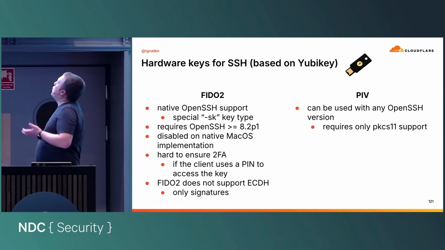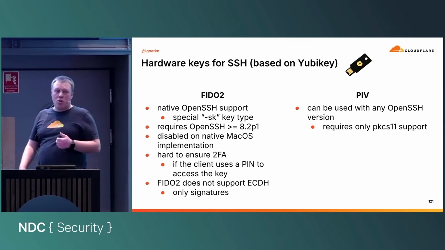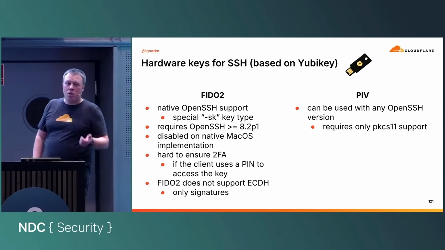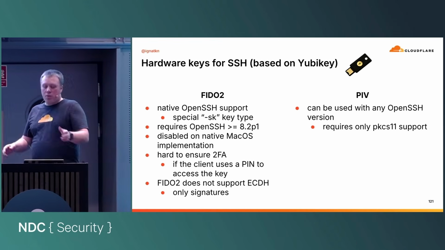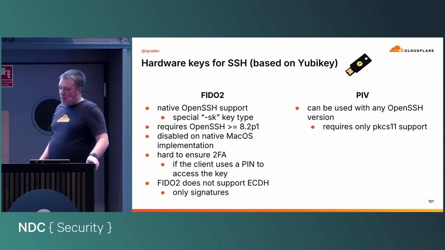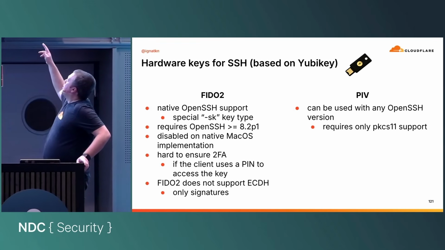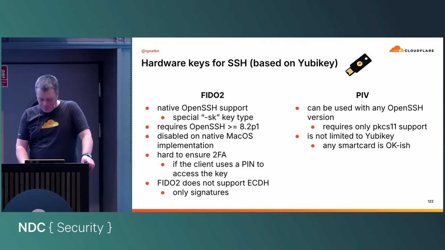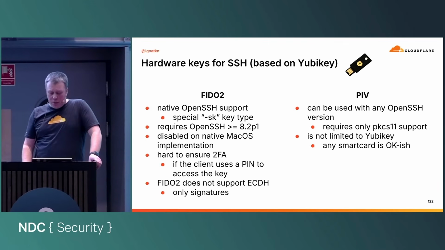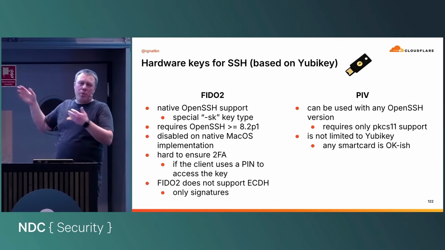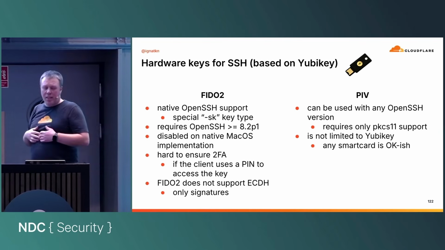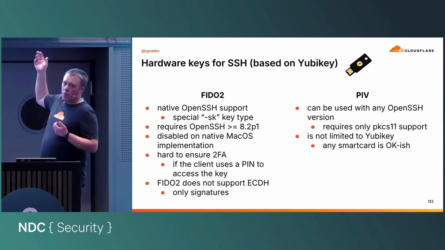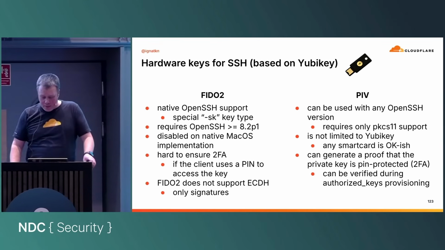Now, PIV keys are a little bit better because they can be used with any OpenSSH version. From an OpenSSH perspective, it doesn't matter whether you use a hardware or software key, it doesn't care. And on the client side, it only requires a PKCS module, which is very old and available everywhere. I made this example based on YubiKeys because we use YubiKeys, but it's not limited to YubiKeys. Any reasonable smart card supports some kind of PKCS 11 interface.